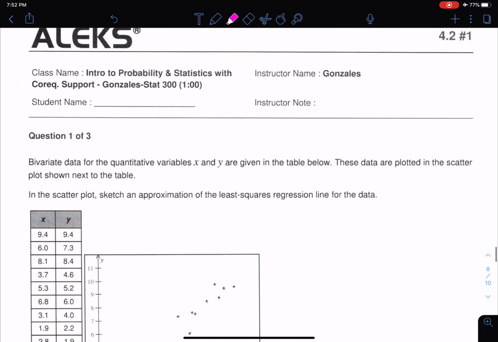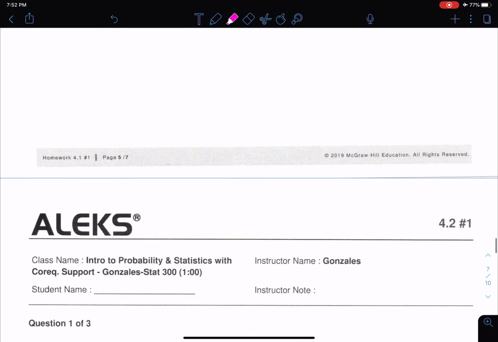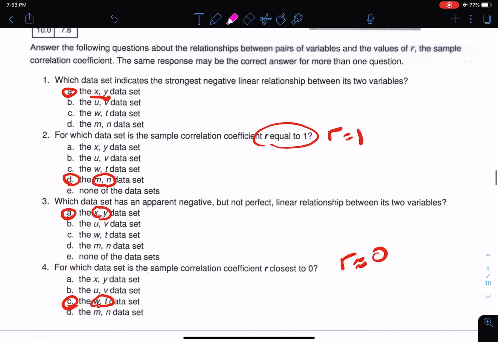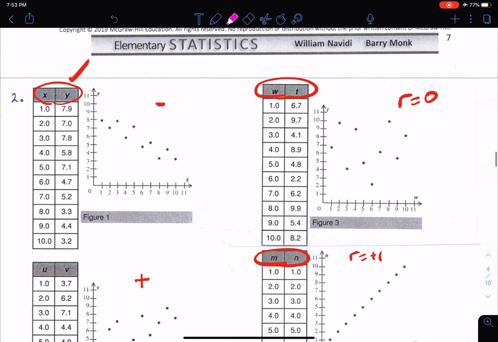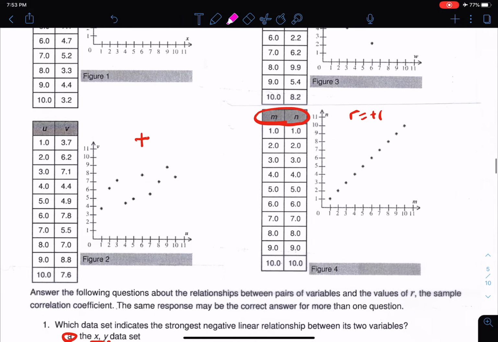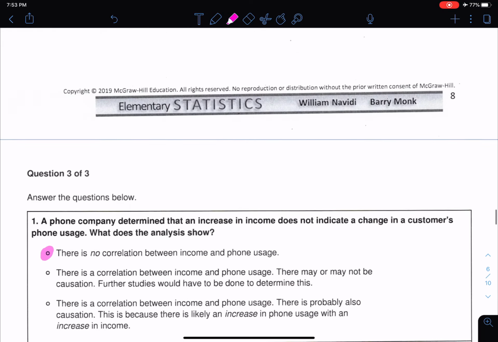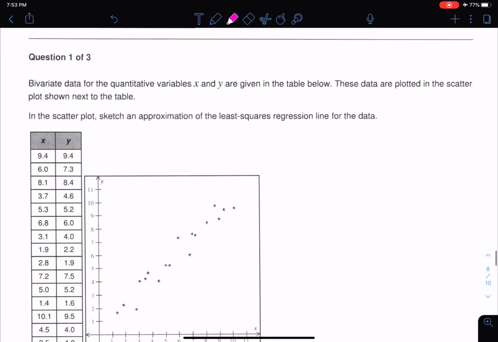This is from 4.2. So hopefully we got that. One of the big ideas is causation and correlation are not the same thing, and that we have these things called an R value that tells us how strong the correlation, the association, is on our linear dot plots that become linear equations or linear representations.